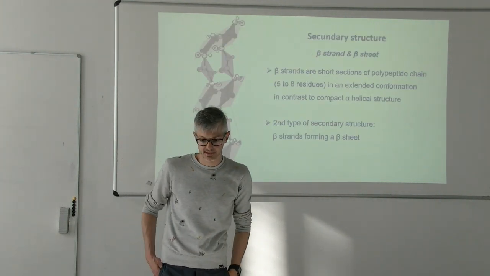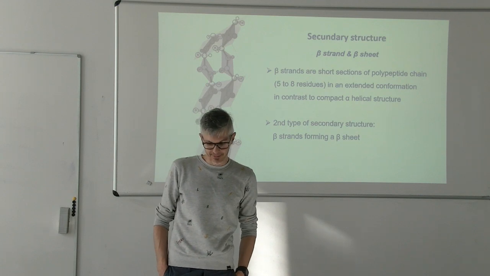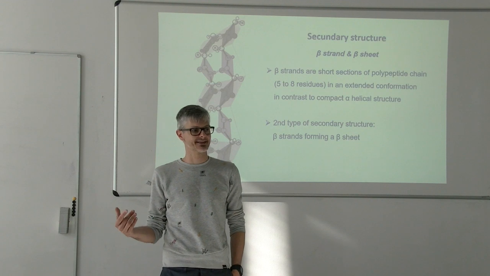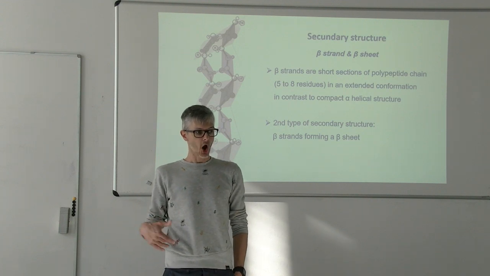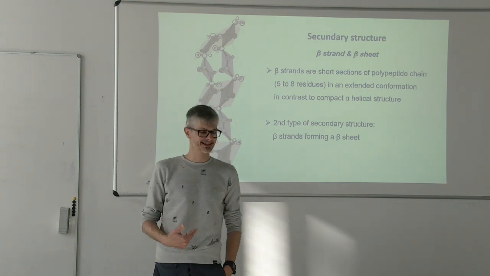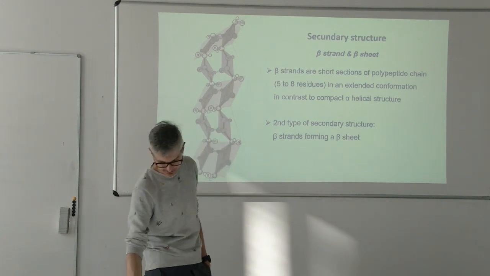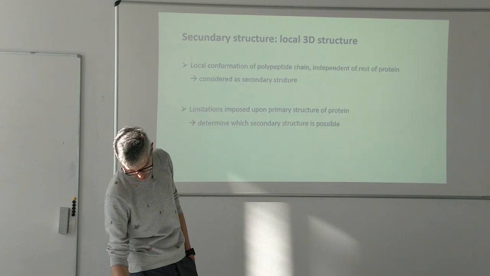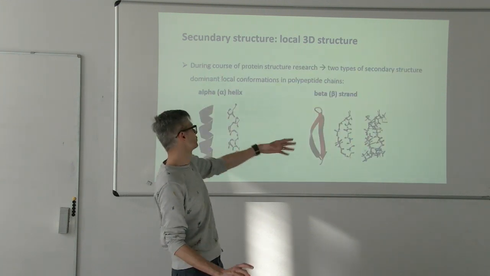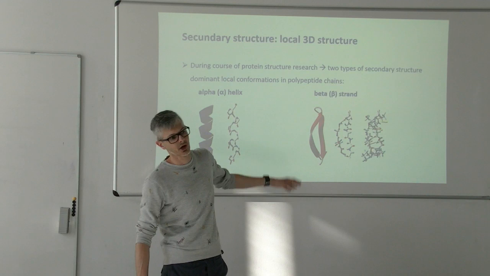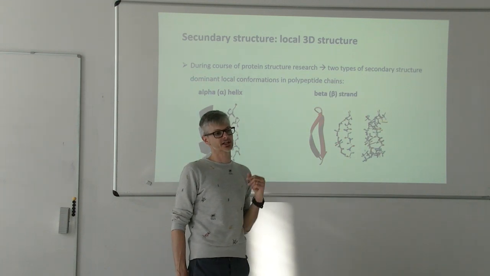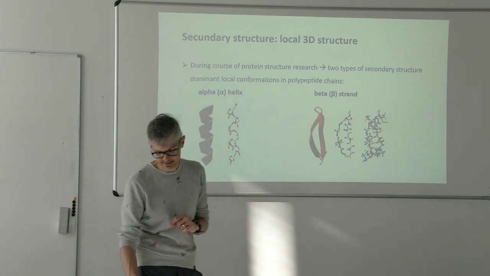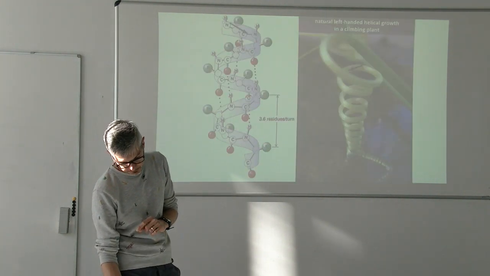Now the second one is the beta strand. So a beta strand is one. If you have multiple beta strands, they can form a beta sheet. Often students miss this. If I ask which secondary structure it is when there's only one, they say it's a beta sheet. No, it's a beta strand, you only have one. So that's important to remember.